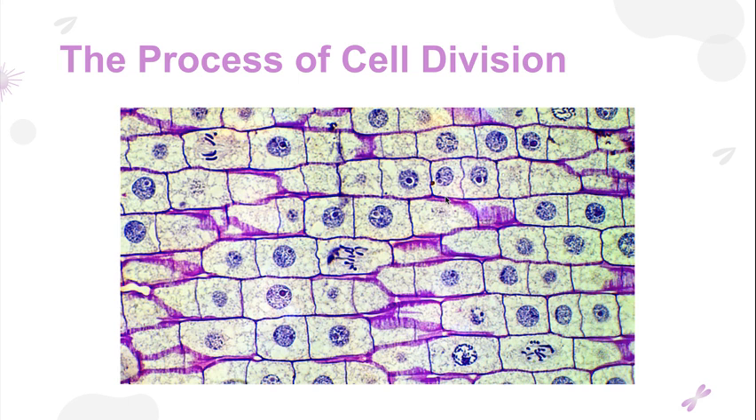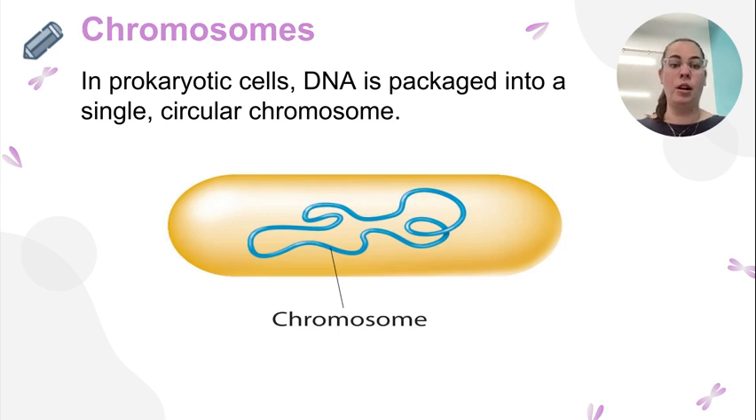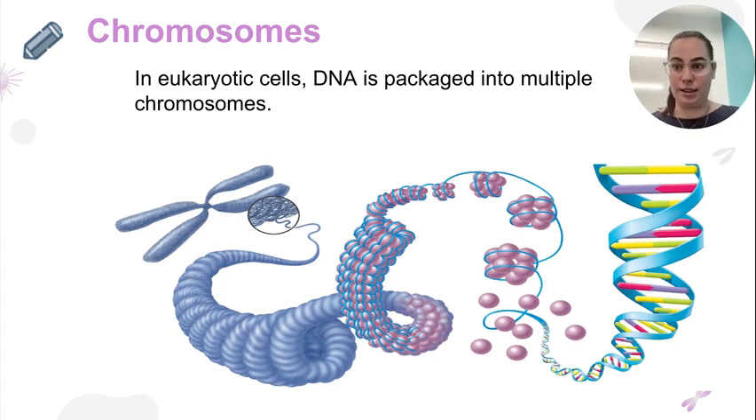Let's talk about this process of cell division. How does one cell become two cells? All cells store genetic information in chromosomes, and most prokaryotes have a singular circular chromosome found in the cytoplasm. In eukaryotic cells, DNA is packaged into multiple chromosomes. There's more DNA because it's a more complex cell. In these multiple chromosomes, we start with our DNA double helix. That's where our genetic information is.